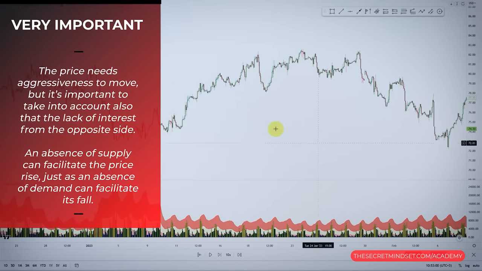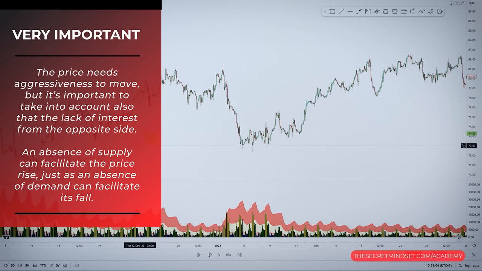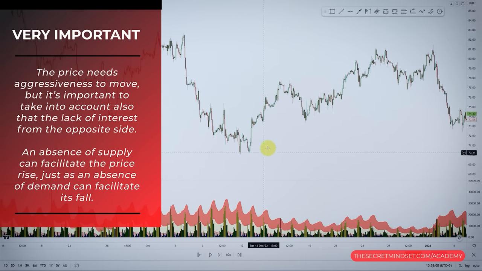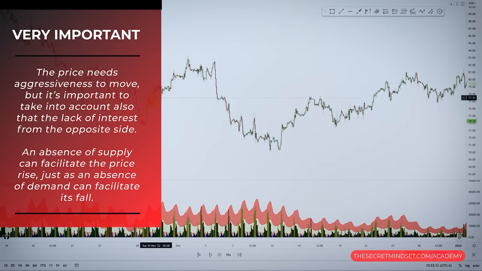So the price needs aggressiveness to move. But it's important to take into account also the lack of interest from the opposite side. An absence of supply can facilitate a price rise, just as an absence of demand can facilitate a price decrease.